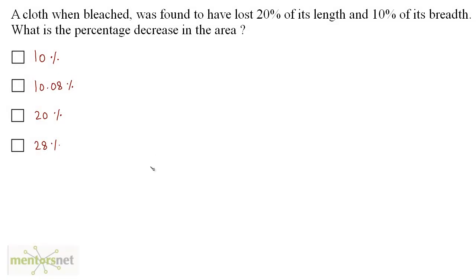A cloth, when bleached, was found to have lost 20% of its length and 10% of its breadth. What is the percentage decrease in the area? Now, as everything is in percentages in this question, and even the answer is asked in percentages, we can assume the values of length and breadth. So let the length be 10 units, and breadth be also 10 units. Now the area will be equal to 10 times 10, and that's 100. So basically this area is 100%.